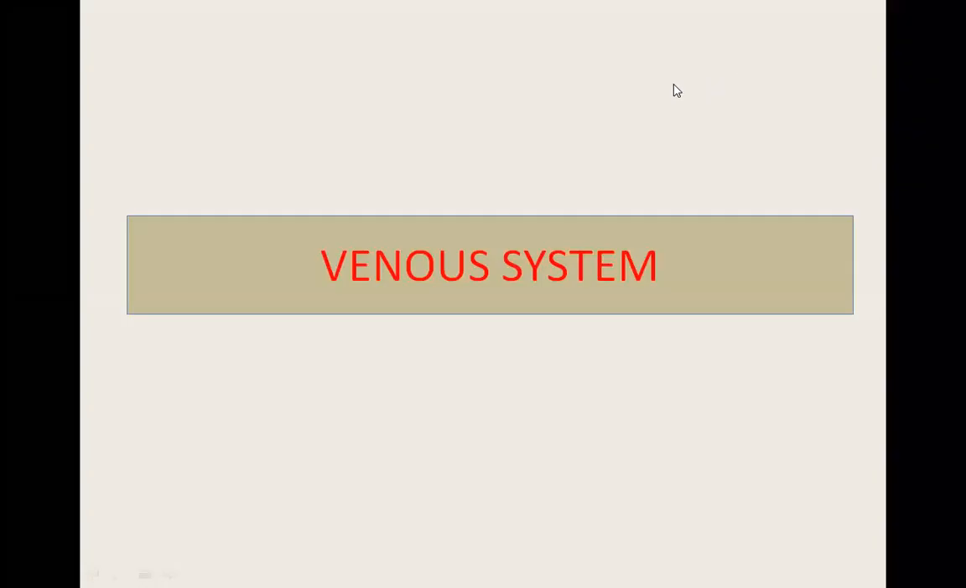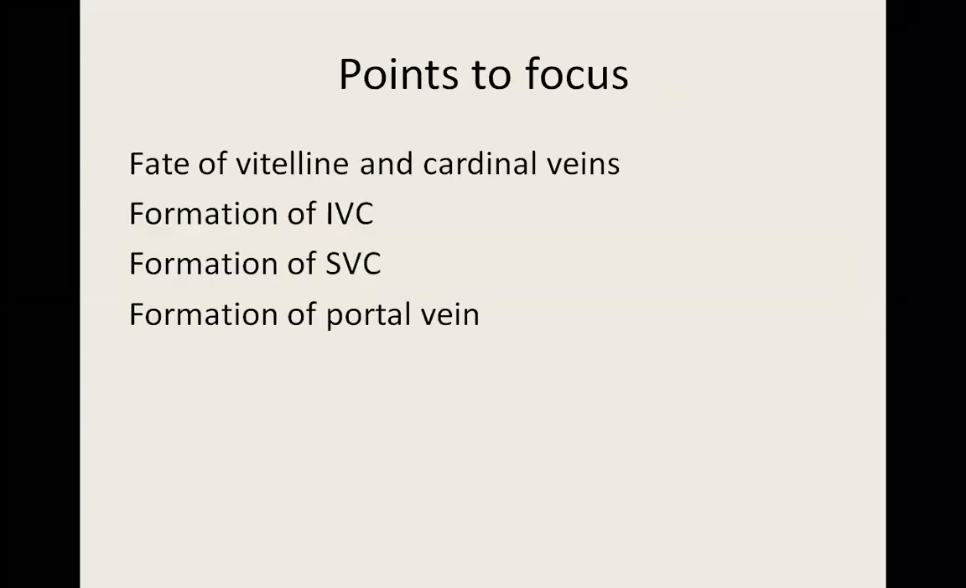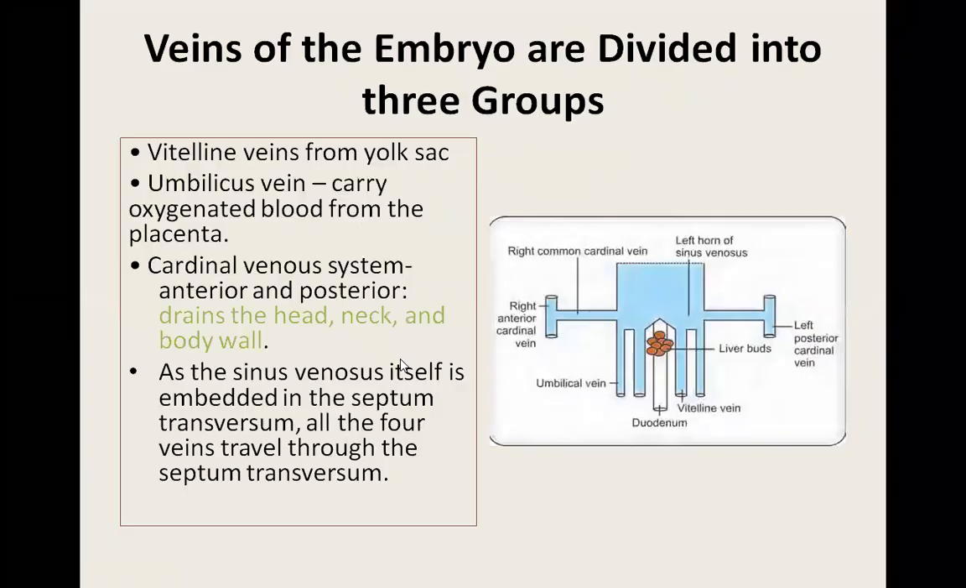Hello students. Now we'll start with the development of the venous system. After our arterial system, we'll continue with the development of the venous system. In this, the points to focus are that you should be able to describe the fate of vitelline and the cardinal veins, how the inferior vena cava and superior vena cava are formed, and the formation of the portal vein.